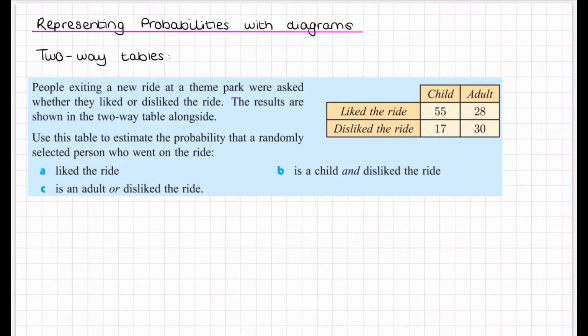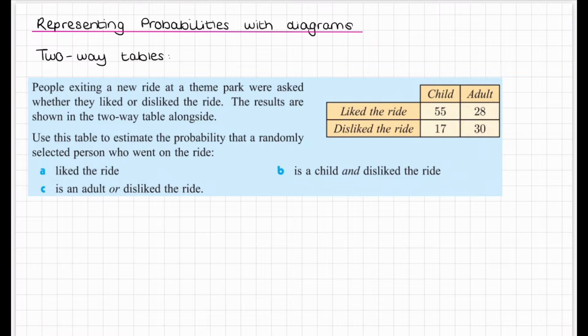This video is on representing probabilities with diagrams. We're going to be looking at two-way tables, sample space, Venn diagrams and tree diagrams. And for each one, I've just got an example to show how they work and how we can work out probabilities from them. Let's start with two-way tables.